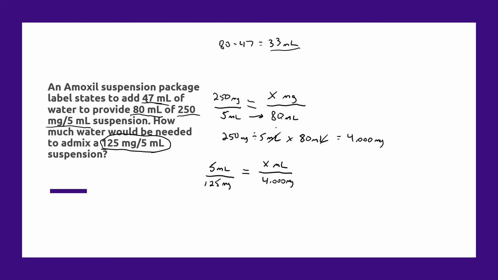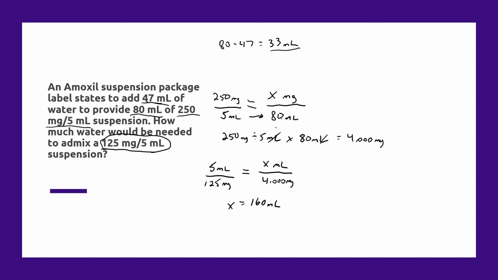And again, we would solve this by taking 5 divided by 125 cross multiplied by 4,000. So it's 5 divided by 125 times 4,000. And X is going to equal 160 milliliters. So that's going to be the total volume at this concentration, but we need to figure out how much of that is going to be water that we add to that suspension package.